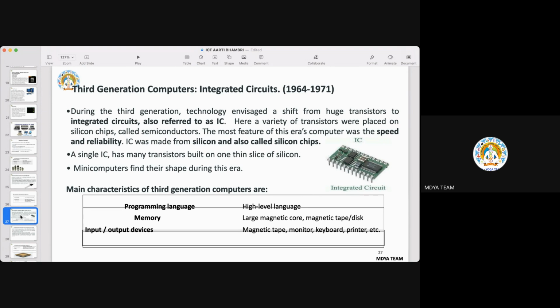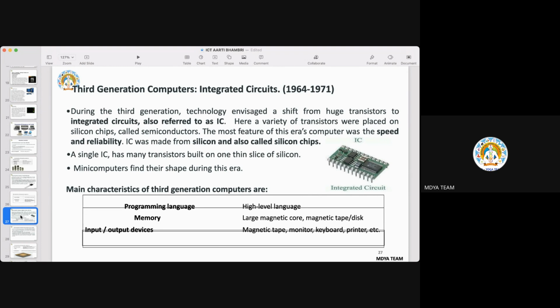You should remember, IC was made from silicon chips and semiconductors. This revolutionized the field of computers by inventing transistors and diodes. A single IC has many transistors built on a thin slice of silicon. So many computers found their shape during this era.